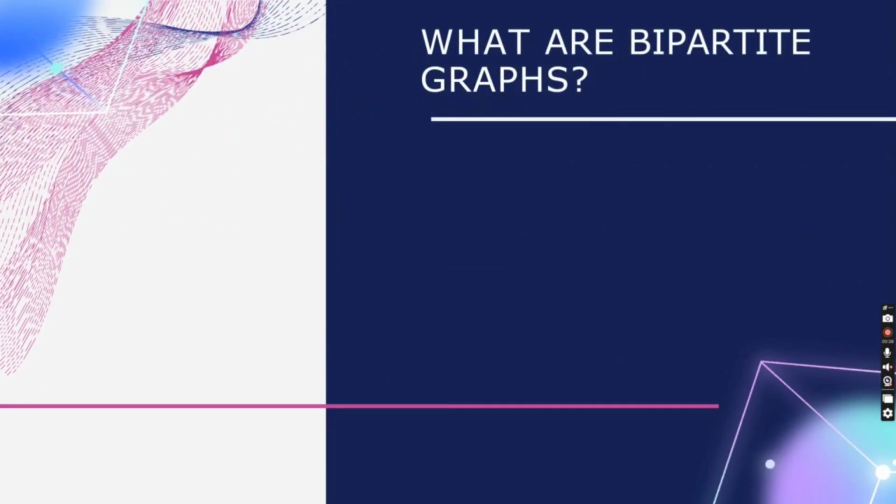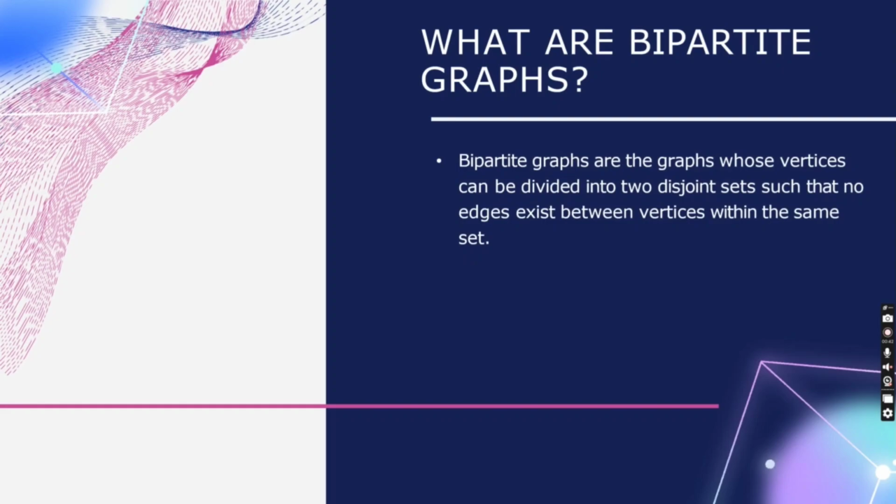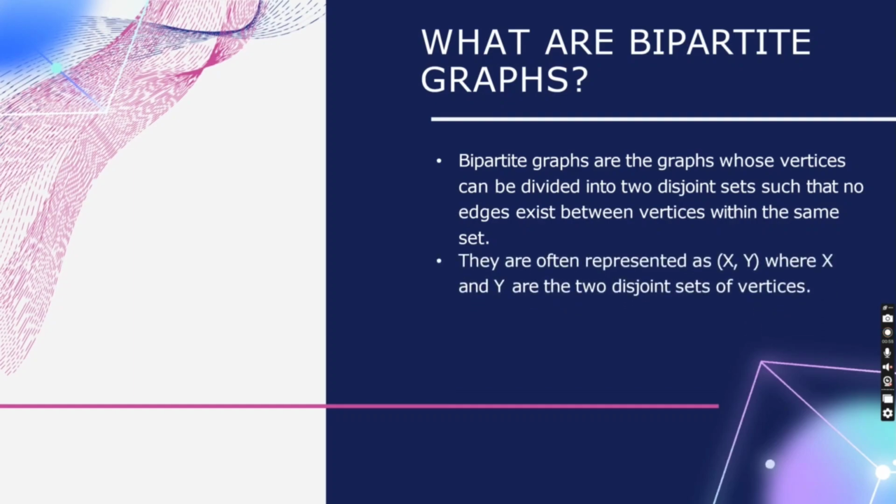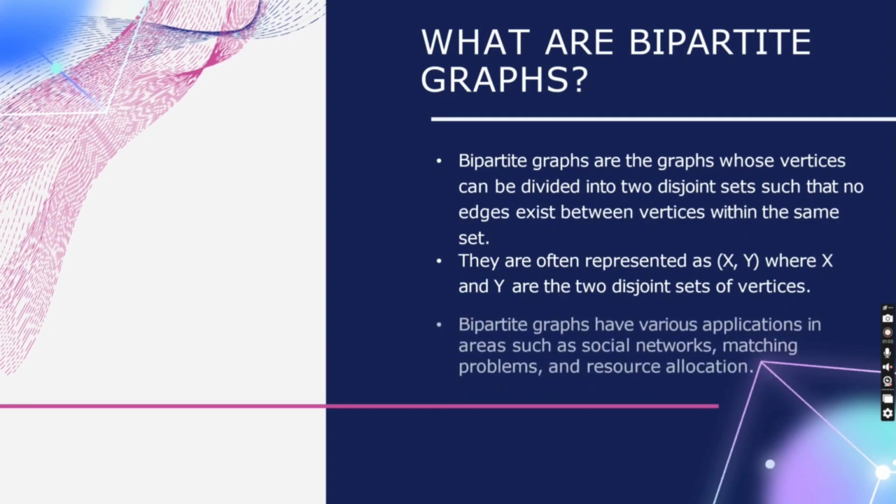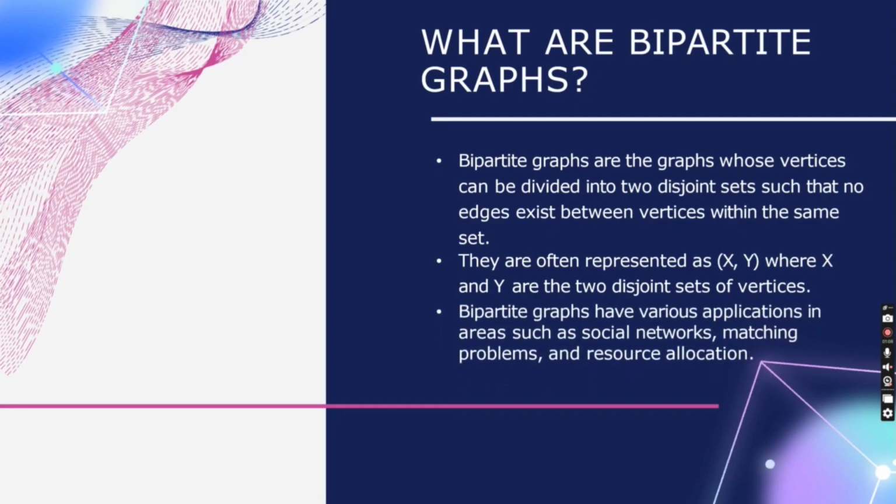Let us first know about what bipartite graphs are. Bipartite graphs are graphs whose vertices can be divided into two disjoint sets such that no edges exist between vertices within the same set. They are often represented as X, Y, where X and Y are two disjoint sets of vertices. Bipartite graphs have various applications in areas such as social networks, matching problems, and resource allocation.